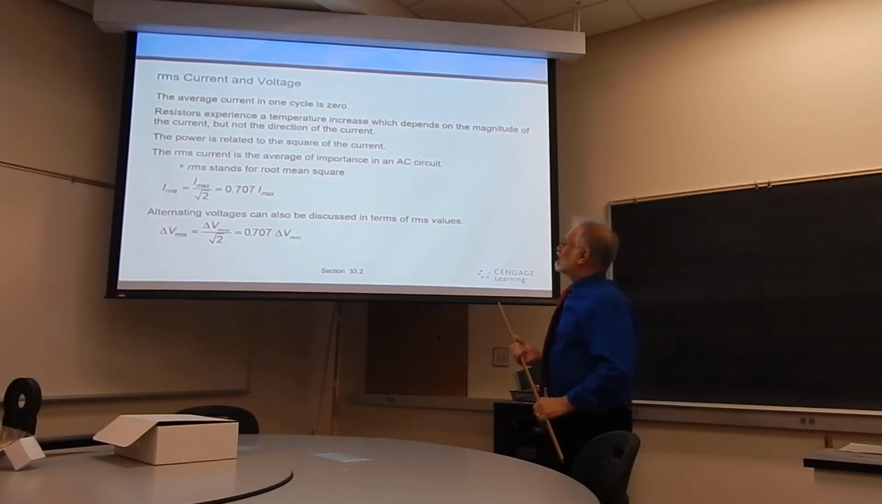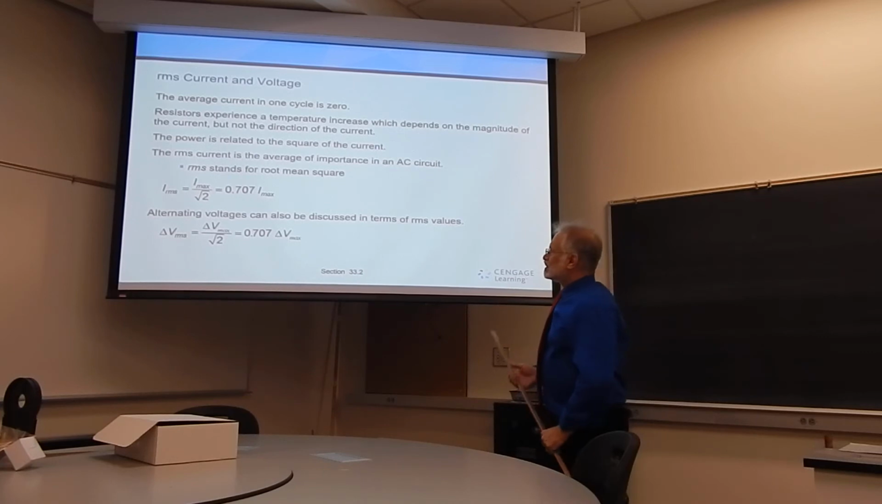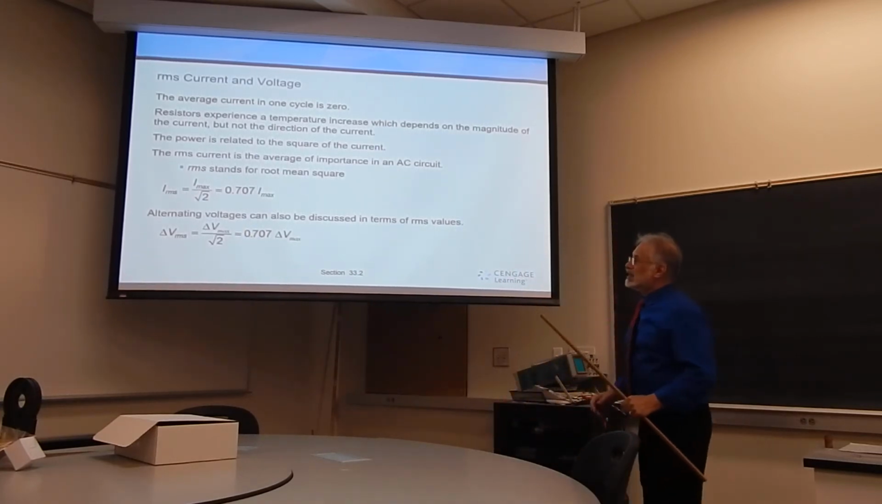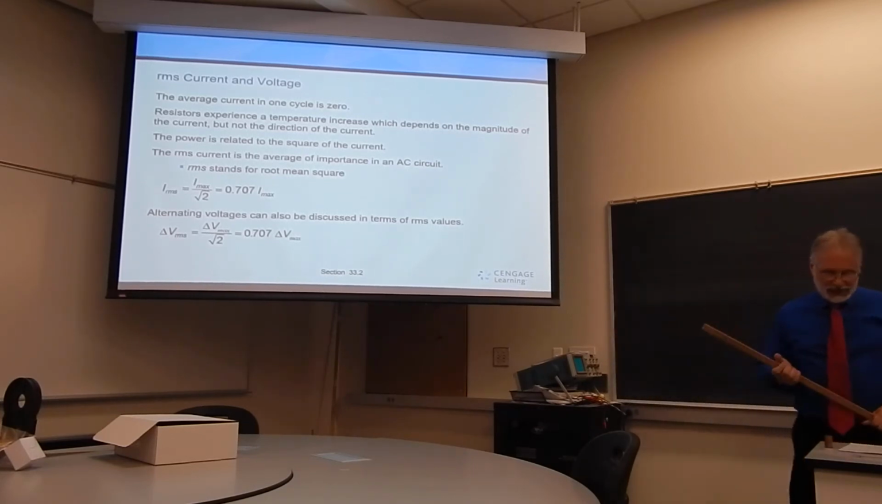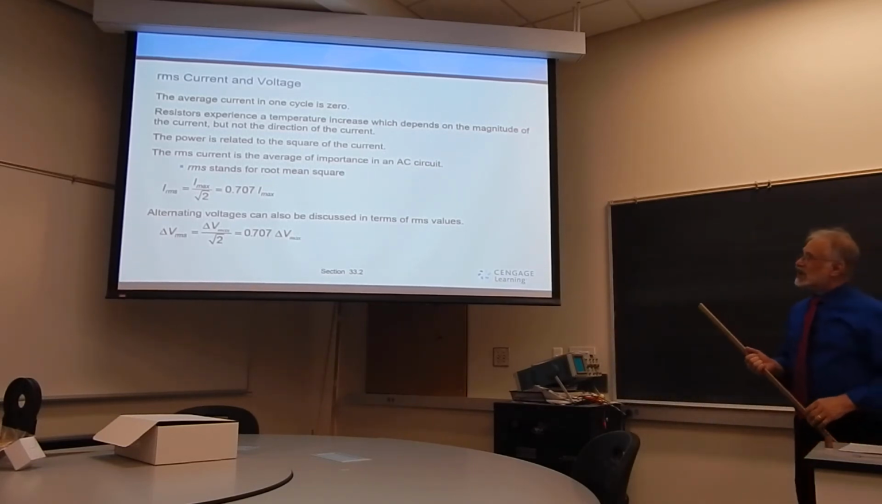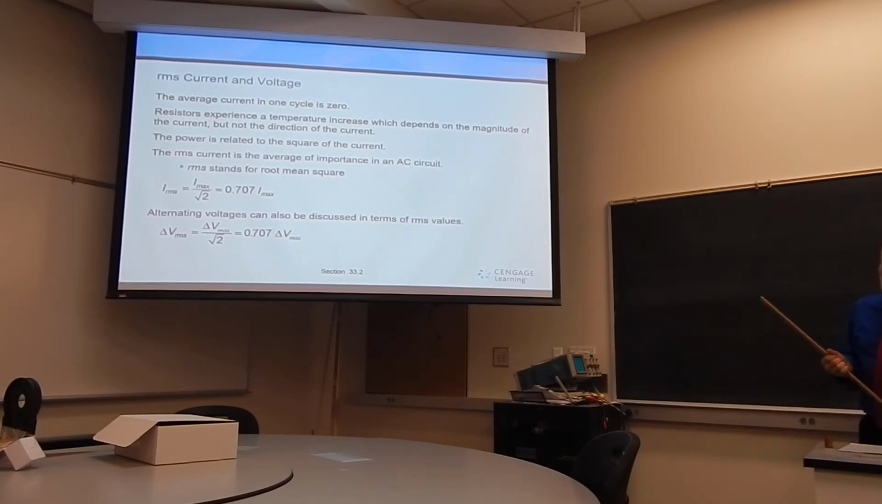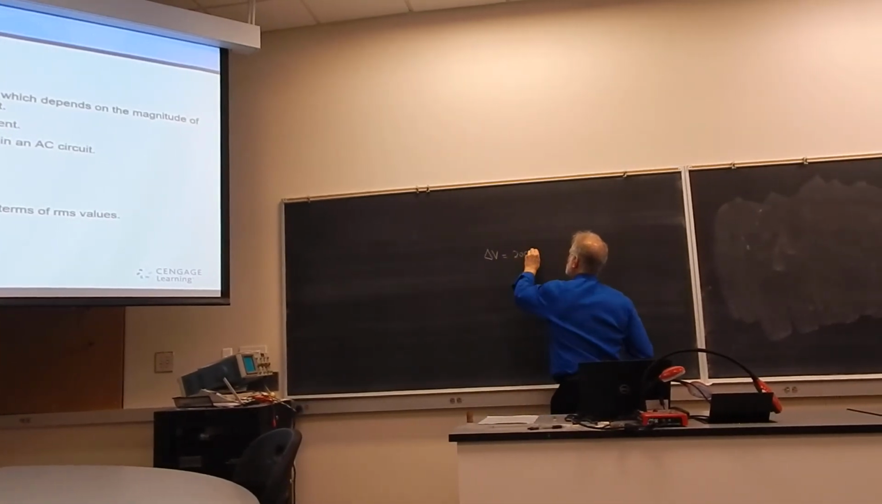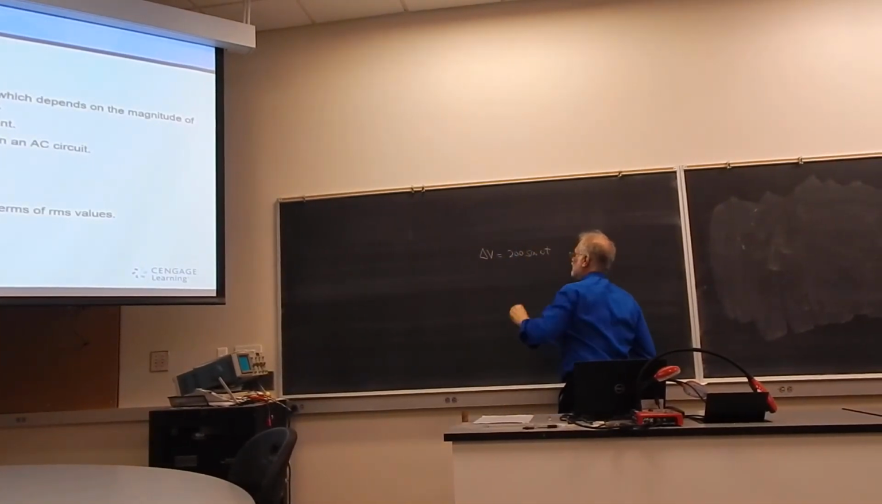We can also write voltages as RMS voltages, where we take the maximum voltage and divide by the square root of 2. Same way. So RMS, we'll remind you, is root mean square. Oftentimes, when we're talking about voltage or current measurements, we actually mean the RMS value. So for example, if I have an AC source with a voltage output delta V equal to 200 times the sine of omega t.